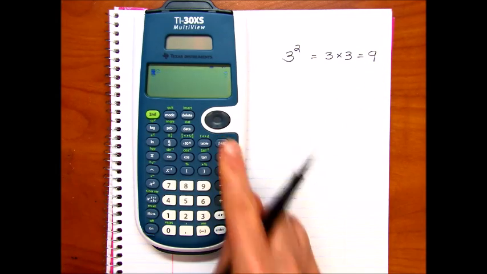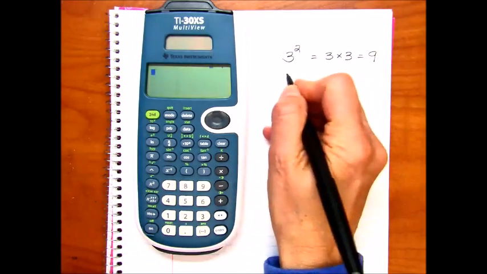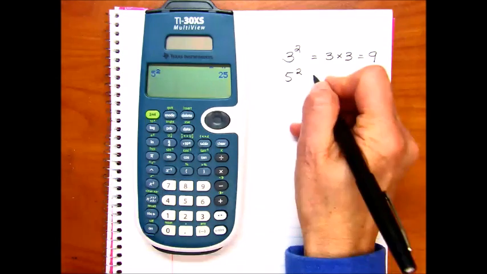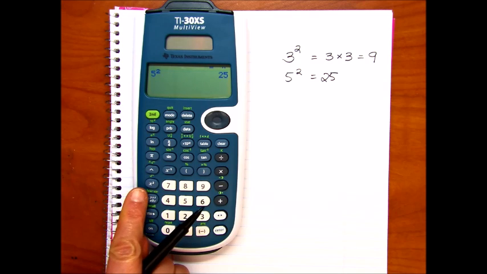Go ahead and try another one. 5 squared. What is 5 squared? 25. Now the X2 button is only for squaring numbers.